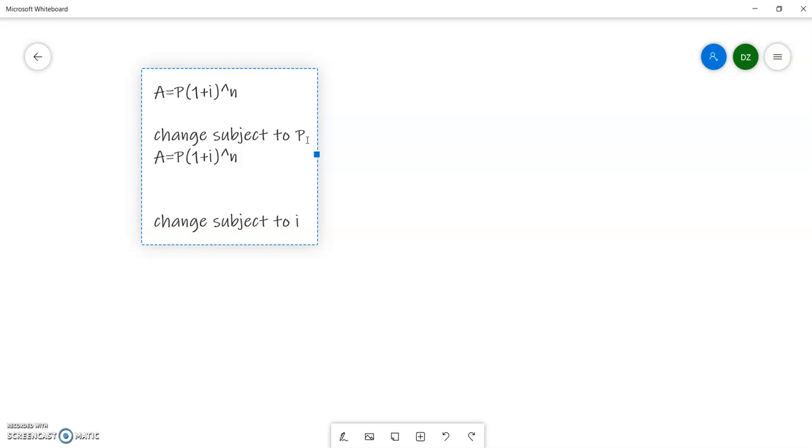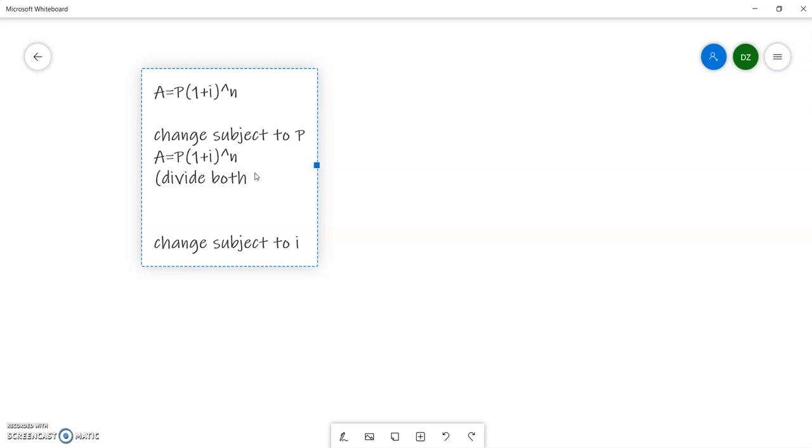And I'm probably going to show this in a bit more in-depth steps so that we can see what it is we want. So in this case, I want p by itself. So p is currently attached to this bracket that's got the exponent. So if I divide both sides by that bracket that's got that exponent, it will cancel. So let's see what it looks like. I can't show the division, but I'll just write here, divide both sides by 1 plus I to the power of n.